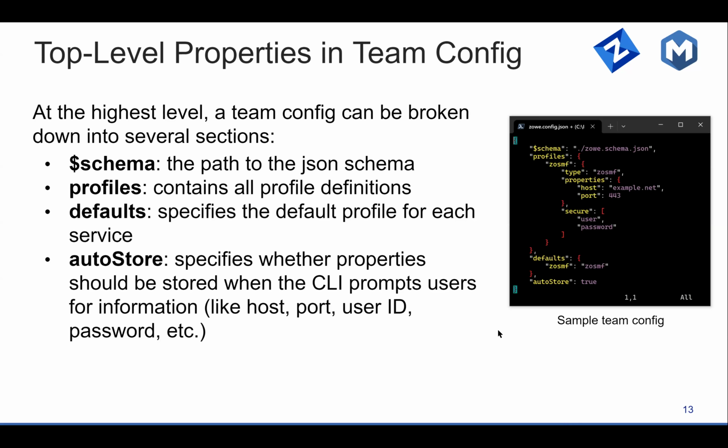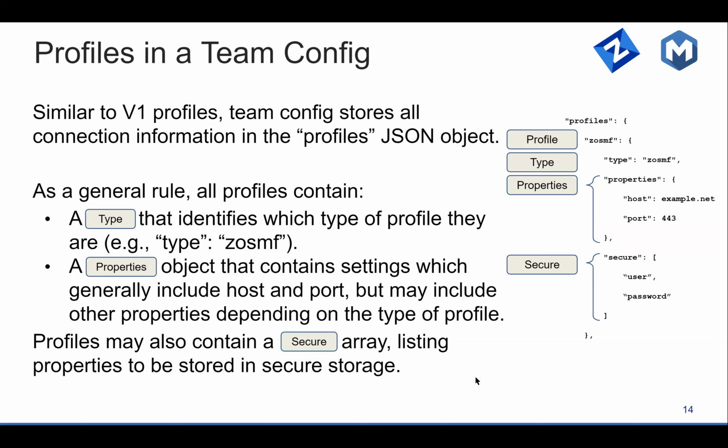So that's a broad overview of the top-level properties in team config. And let's talk a bit more about the structure of profiles. Effectively, the same information is here that was in V1 profiles. It's just organized a bit differently, and it's all in one file, one for each connection. So in team config, you store all of your profiles within the JSON object, the top-level JSON object.